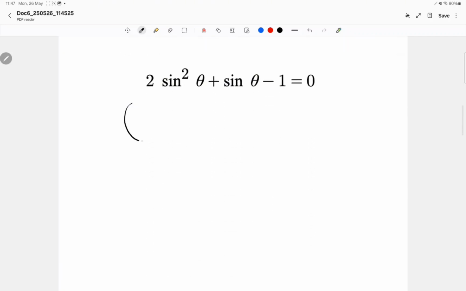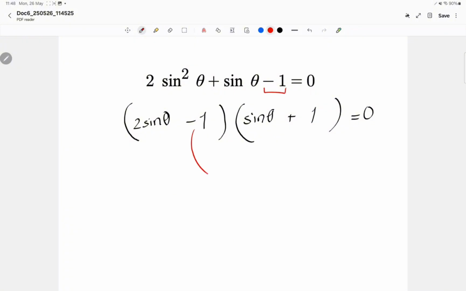So here we should do the factoring. So we're going to do 2 sine of theta, and sine of theta here, plus 1, minus 1. Yep, that way we're going to be getting the end to be minus 1 because negative 1 times 1 is a minus 1. And we will also get the middle one to be plus sine because 2 sine theta times 1 minus 1 times sine theta would be basically equal to a sine theta.